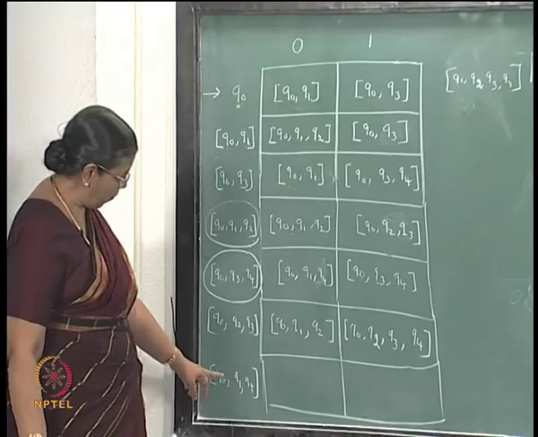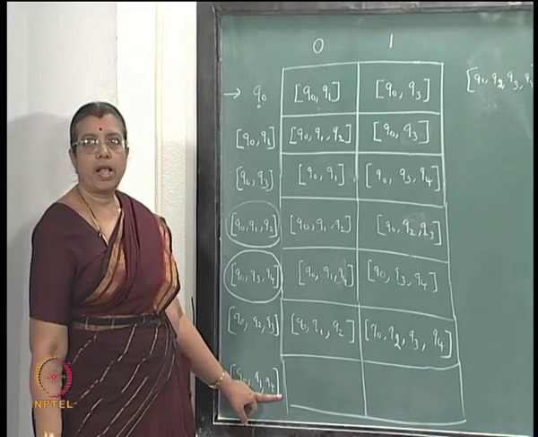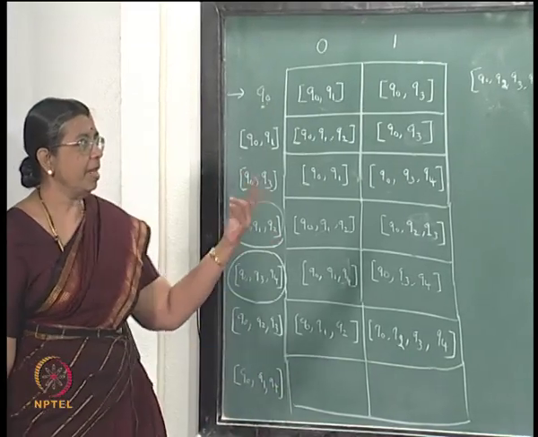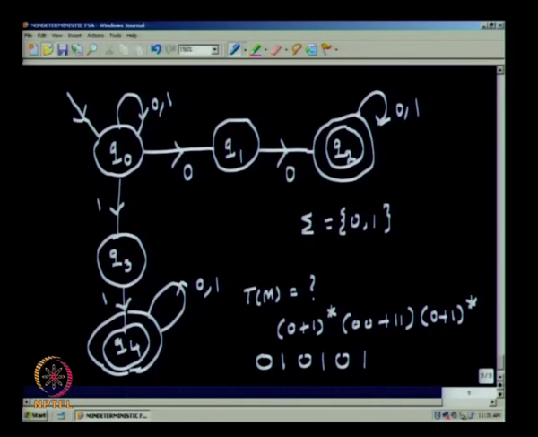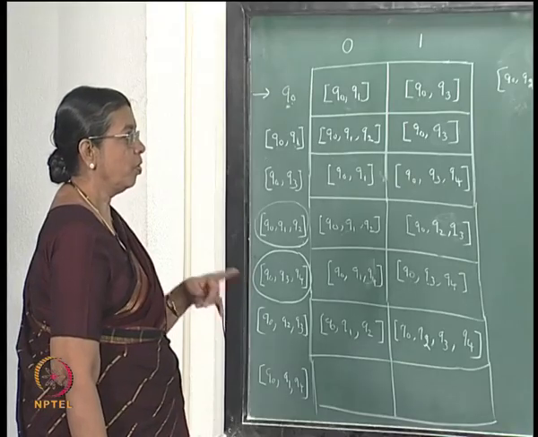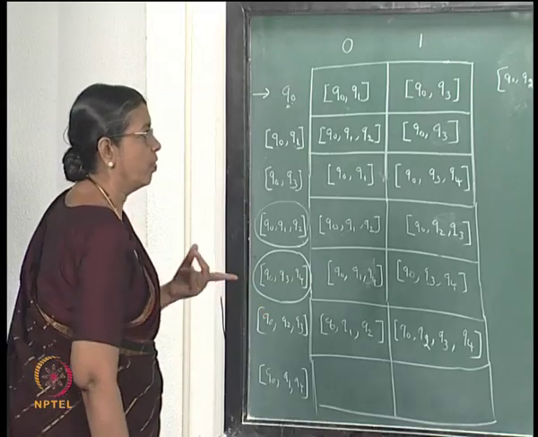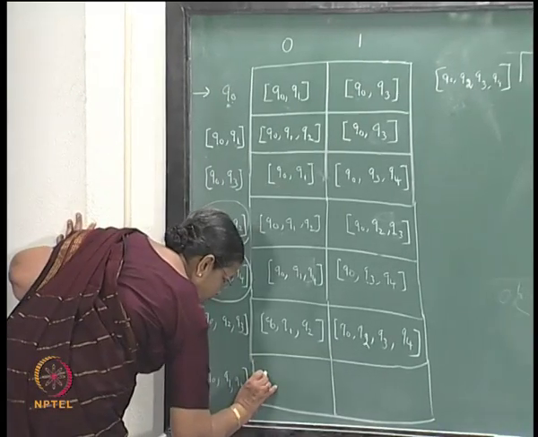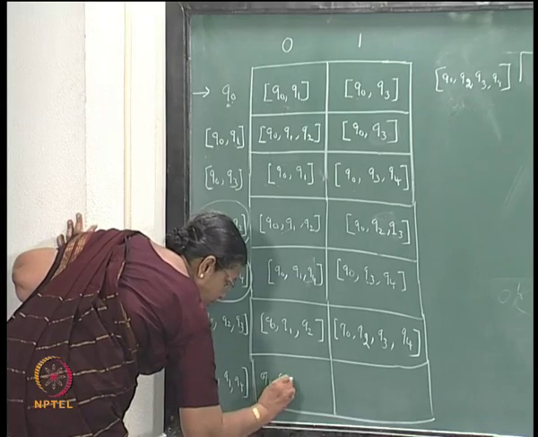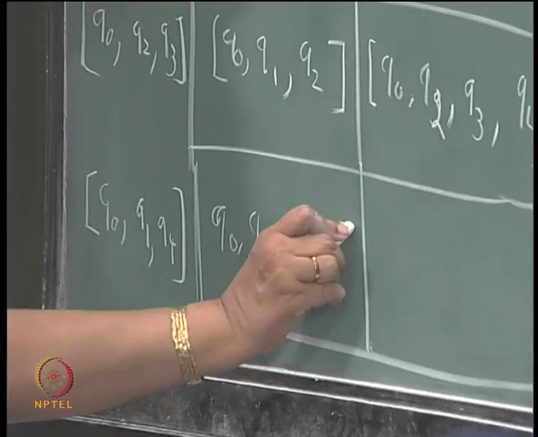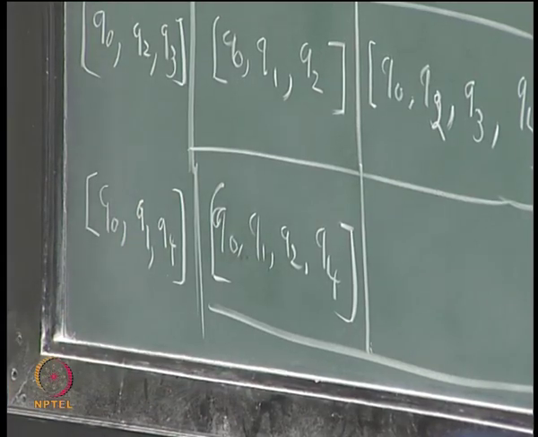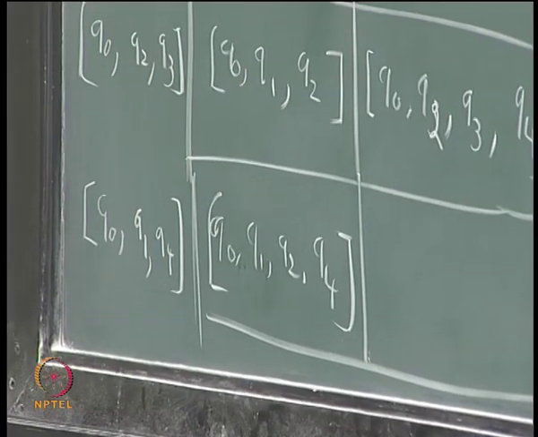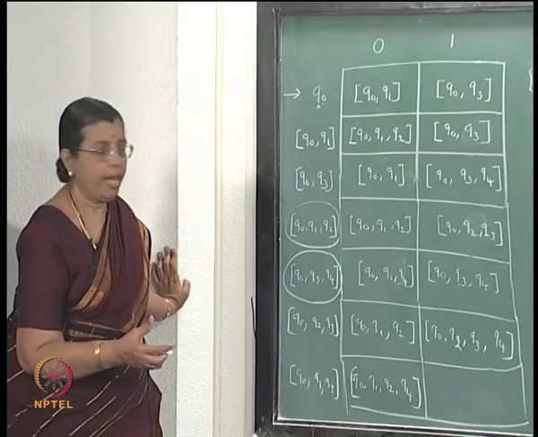Now, from Q0, Q1 and Q4, if you get a 0, what are the states? You have to find the union. From Q0, if you get a 0, you go to Q0 or Q1. From Q1, if you get a 0, you go to Q2. From Q4, if you get a 0, you go to Q4. So, you will get Q0, Q1, Q2, Q4. Okay. You have to find the union, right?